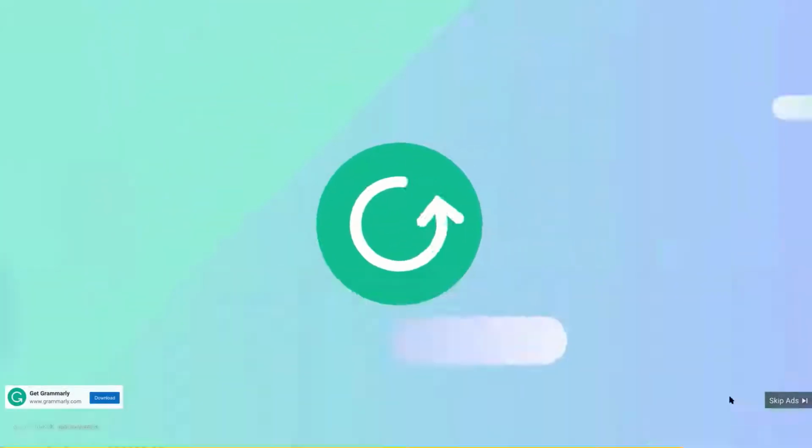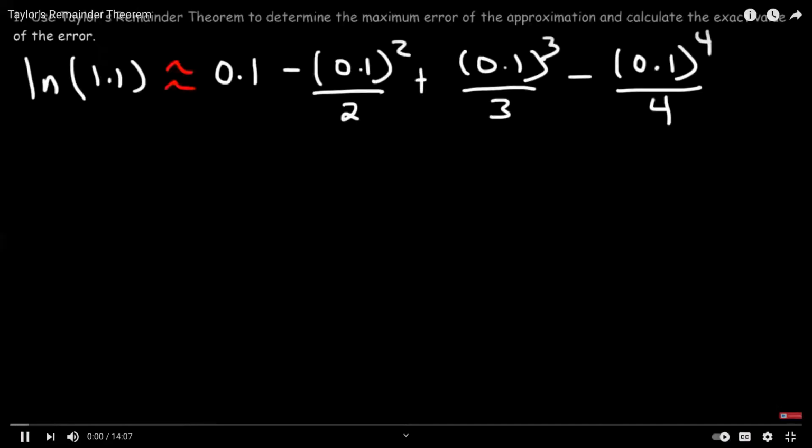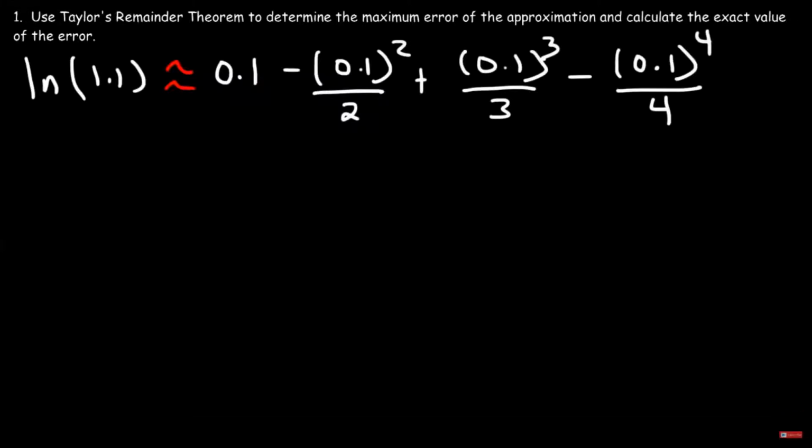In this video, we're going to talk about how to calculate the maximum error of an approximation using Taylor's remainder theorem. So let's go ahead and begin.